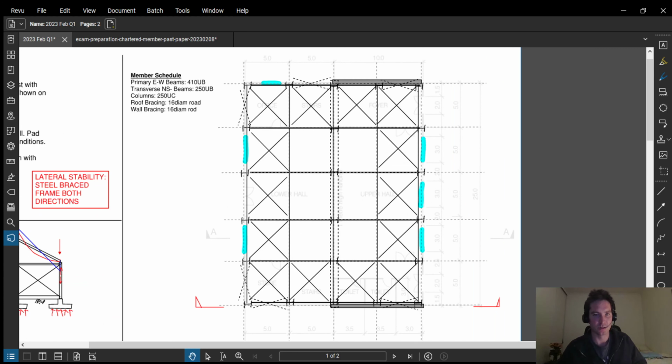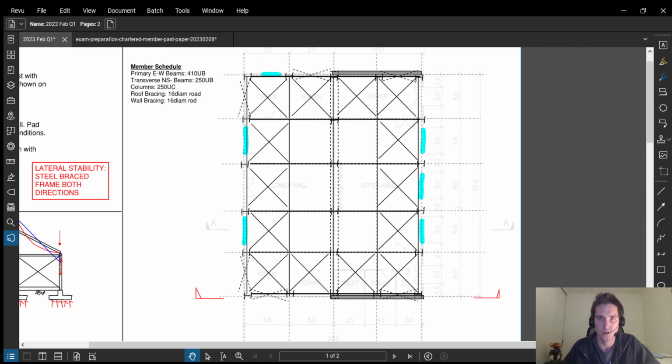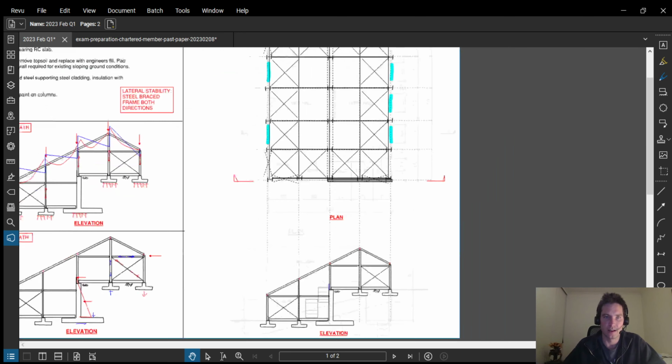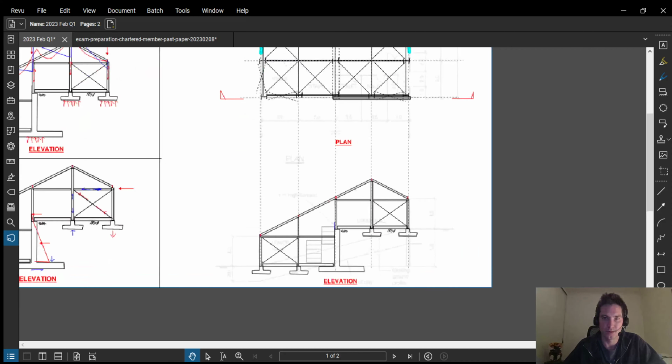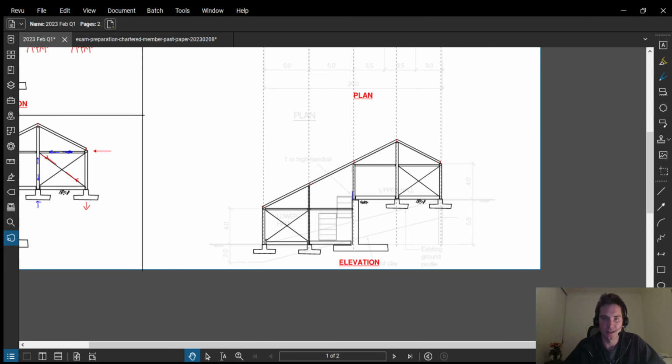So the blue highlight here was just for me to indicate, okay, there's a window here. Don't put any bracing through these sections. So I've avoided the bracing through any doors and windows, and it's in each direction. Yeah, that's critical.